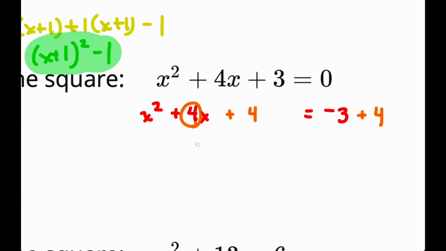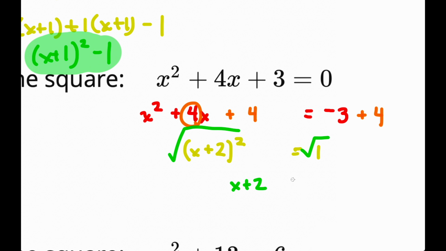Okay, if you factor this left side, you should get x plus 2 quantity squared. If you want to do the AC method and work that all out, you'll get quantity x plus 2 squared is equal to 1. And then it says we have to solve it. So what we're going to do is square root both sides, and you're going to be left with x plus 2 is equal to plus or minus 1.